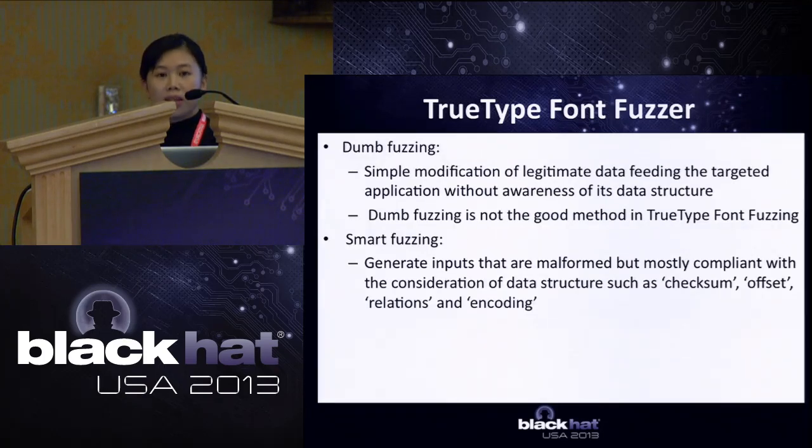Basically, fuzzing is divided into two categories, dumb fuzzing and smart fuzzing. The concept of dumb fuzzing is simple. It fuzzes the targeted file without concern for the file structure. It means that the fuzzer will do byte flipping from the beginning until the end of the targeted file. Smart fuzzing is totally different. It fuzzes with consideration of the file structure, such as the relations from one section to another section.